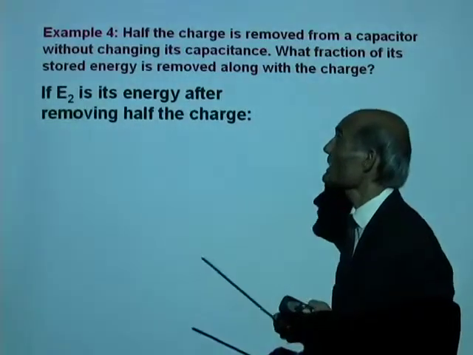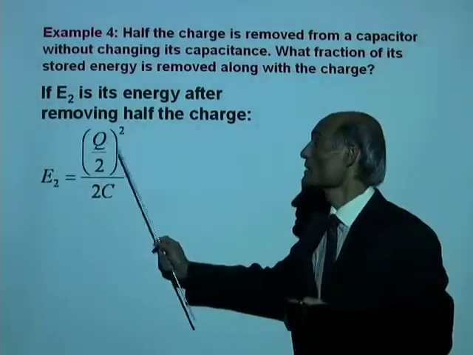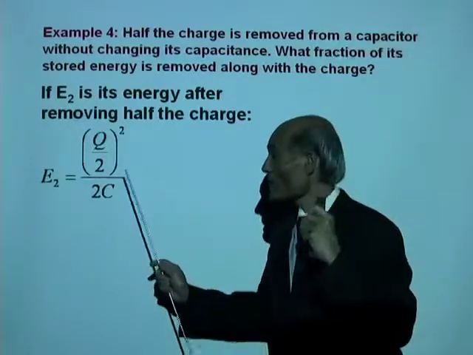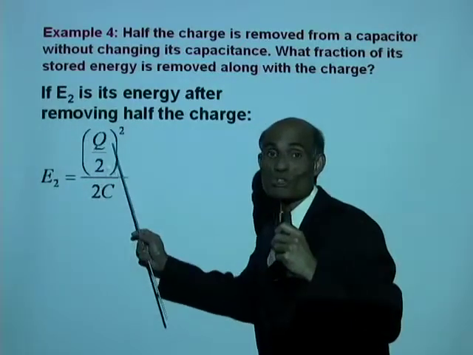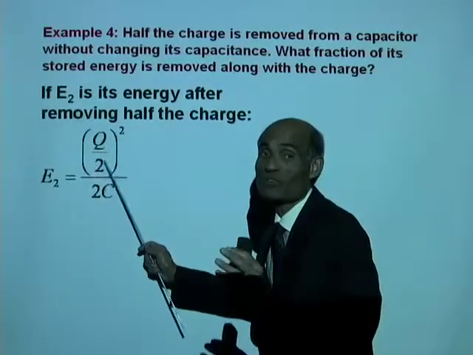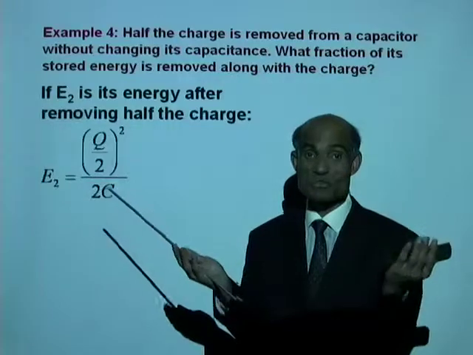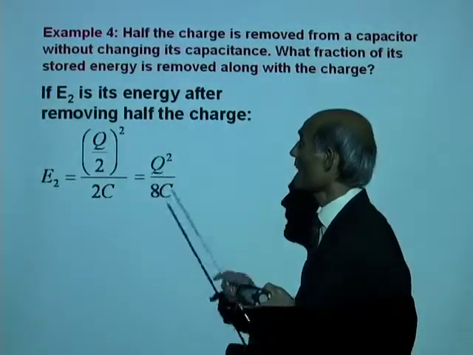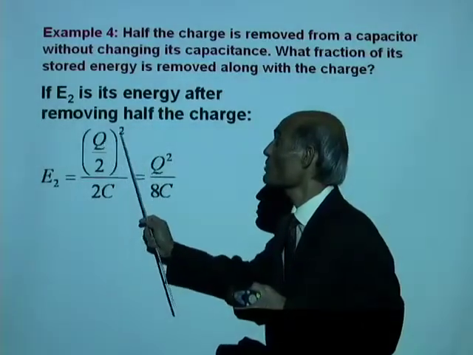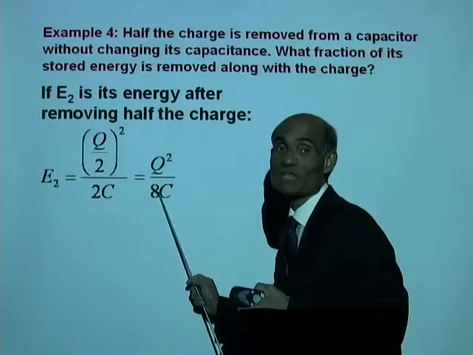If E2 is the energy after removing half the charge, then E2 will be Q squared over 2C. Now this time, only half of the original charge is remaining. So Q over 2 is the remaining charge in the capacitor. Square that and divide it by 2C. The capacitance doesn't change. And what does that become? That will be Q squared over 8C. I'm sure you can understand that. This will be Q squared over 4, and that 4 will go to the denominator to get that 8C.